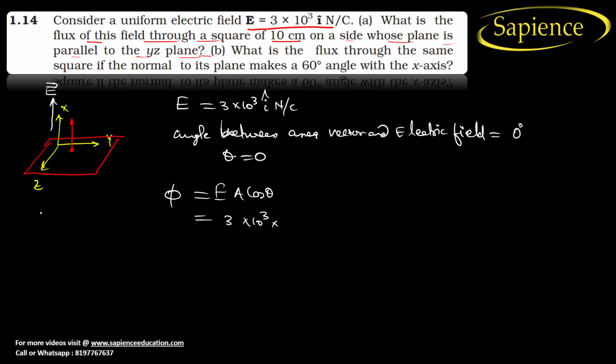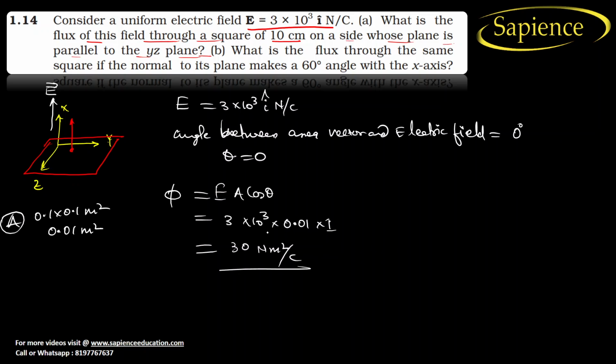So the area of the square will be how much? 0.1 into 0.1 meter square, so this will be 0.01 meter square. So this is the area of the square, from the data we can go. So this will be 0.01 into cos 0, which is 1. So basically it will be 30 Newton meter square per Coulomb is the flux, right?